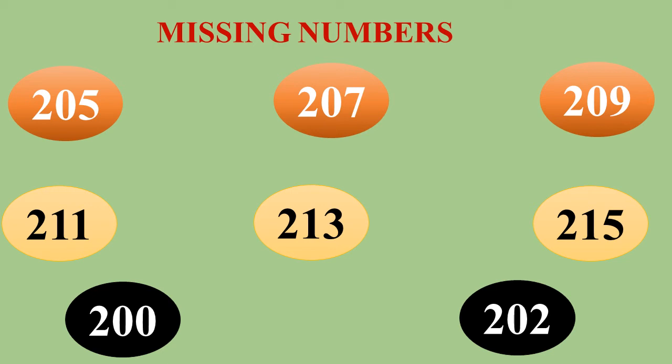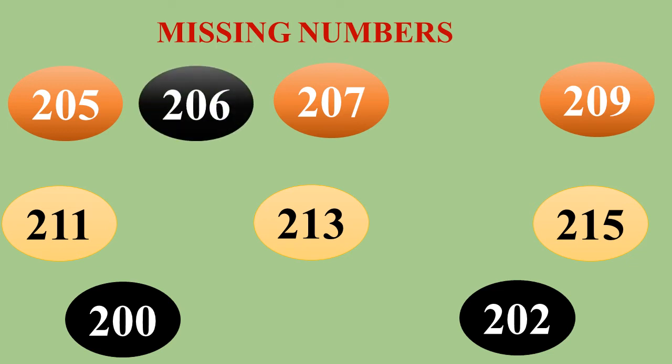Missing numbers. In between 205 and 207, one number is missing. Let us see which is that. Answer is 206, 206.